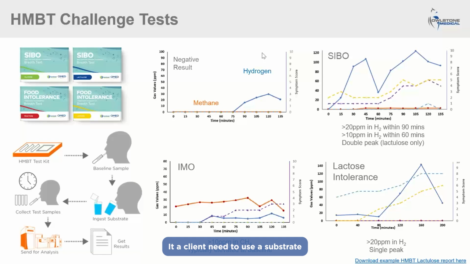Does a client need to use a substrate for each breath test? So for breath devices, if you follow the current guidelines, both the European and the American ones, if you want to diagnose SIBO or carbohydrate malabsorption, you need a substrate because the guidelines dictate a very standardized procedure. But you can use a substrate and a portable device such as the OMED device. And if you want to do a retest after an intervention, you can reutilize your device. You just need to get a new substrate, which is considerably cheaper.